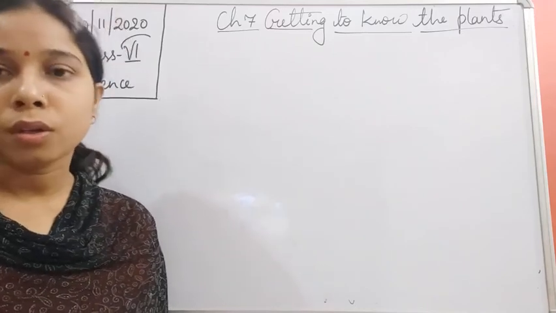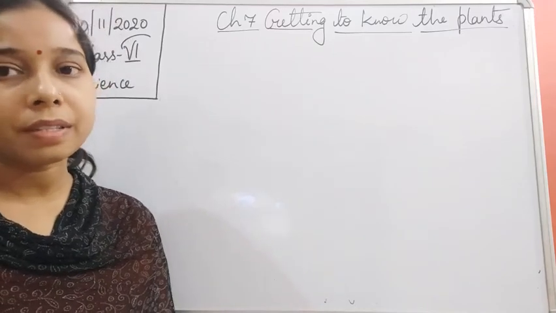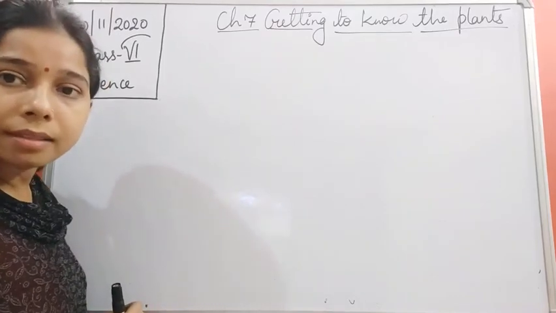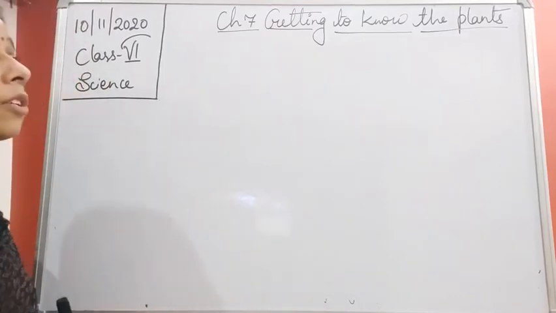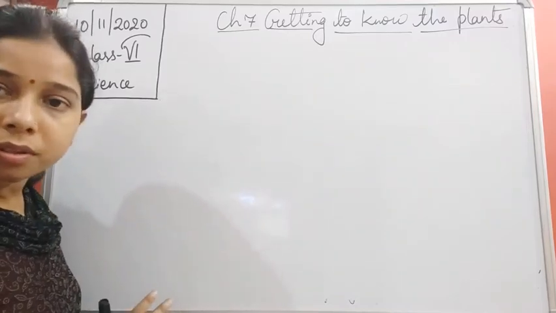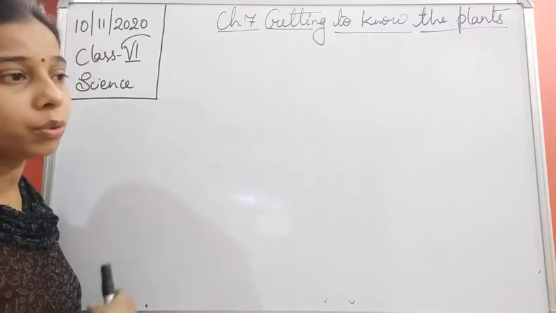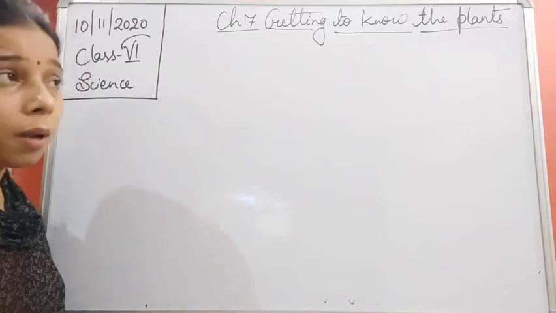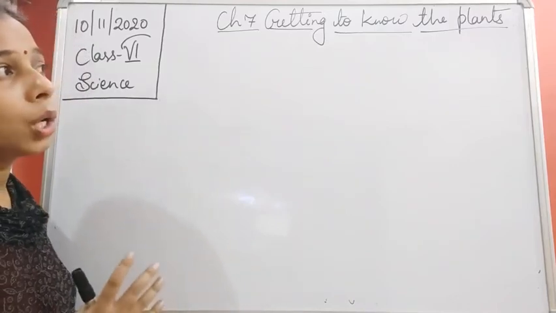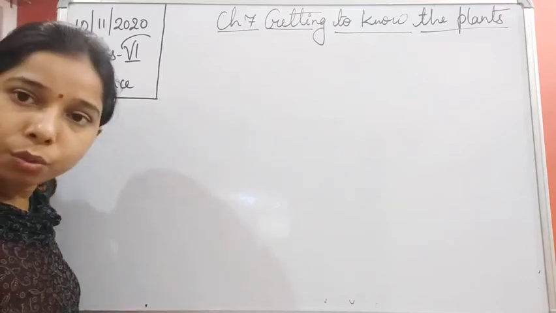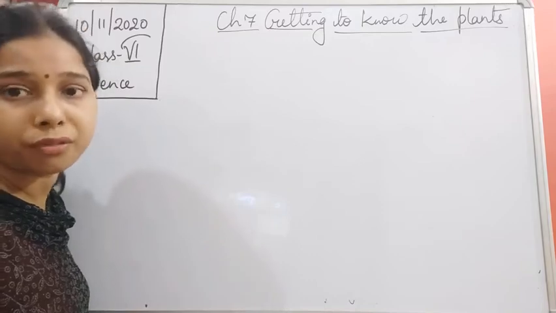Hello students. In the previous class, in the chapter on getting to know the plants, we were talking about the different parts of the plant, which include the root and the shoot. We started with the root, and we discussed what a root is and what the function of the root is.